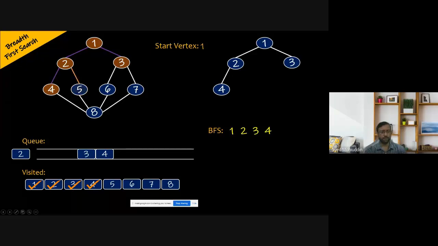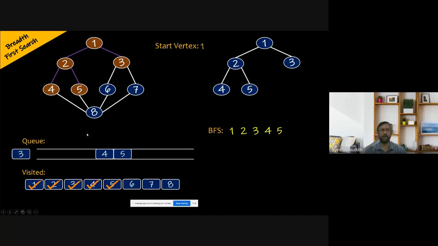Then another vertex, 5, is reachable from vertex 2. So we output vertex 5 as the result of the breadth first search, mark vertex 5 as visited, and put it in the queue. Then all vertices which are reachable we have already explored. So we again pop out the element. Now it is vertex 3.